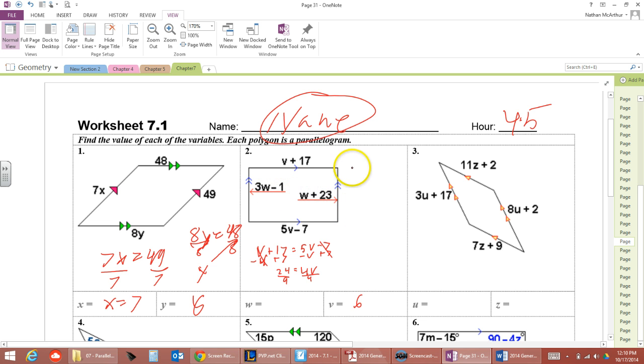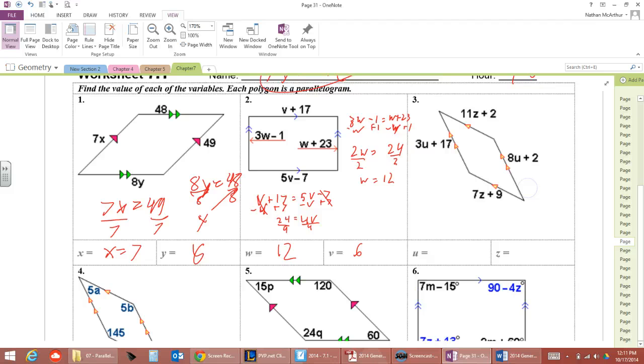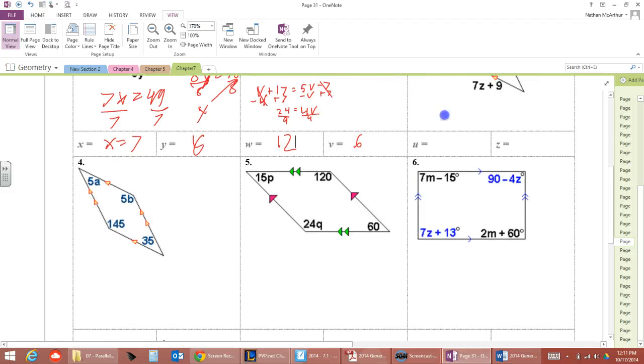Now I come back up here and I say 3w minus 1 is equal to w plus 23. I subtract w, that's a 4w. So I get 2w minus 1 is equal to 24. Add 1, divide by 2, w equals 12. Put a 12 right here. There you go. So 3 is the same idea, just set them equal to each other and solve.